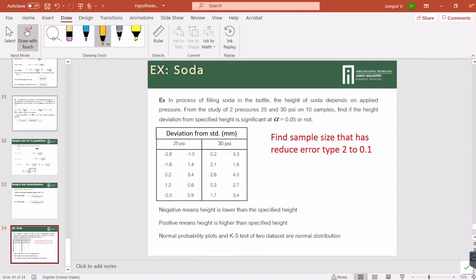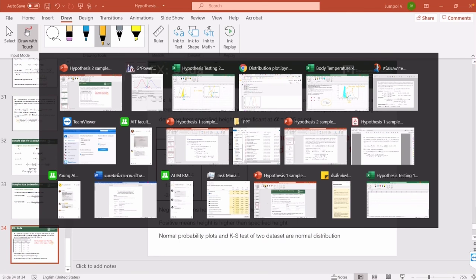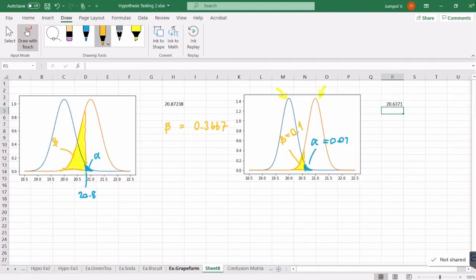So in this case, we already have that alpha equal to 0.05, but we don't know beta yet. Okay, but whatever the beta now is, we want to reduce it to 0.1. So what is the sample size for that? Okay, so we go to this example, the soda example.